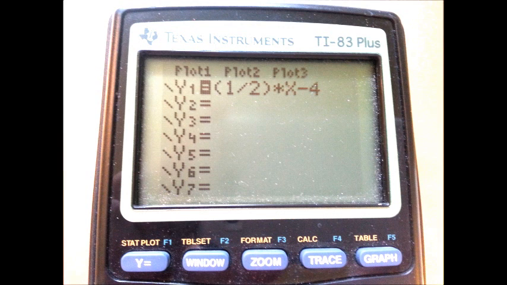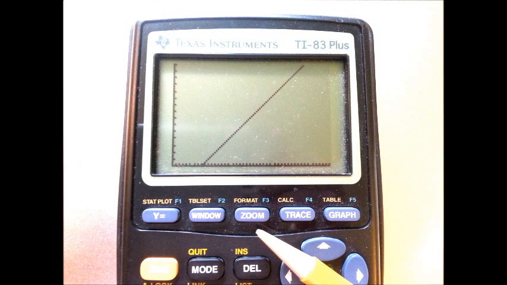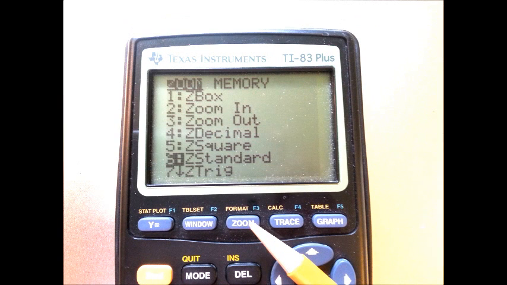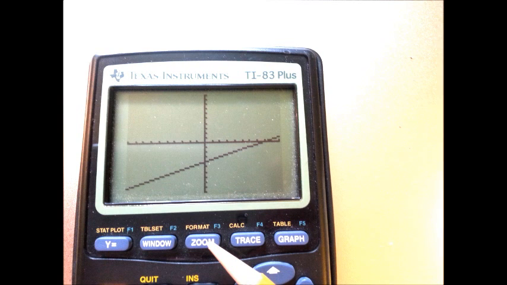We push graph, and my graph on screen doesn't look like what the teacher has on her screen. An easy way to fix that is to push the zoom button. Let's go back to option 6, the standard zoom. This is often what we expect to see, and now our graphs probably match.